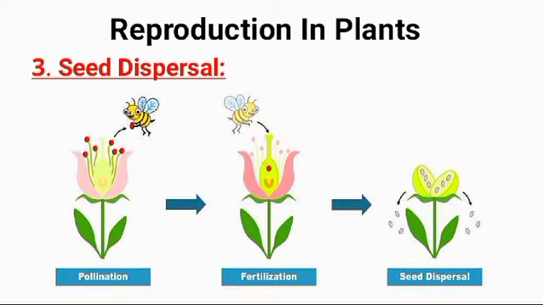Seeds dispersed by water have a spongy or fibrous outer cover so that they can float on water. For example, coconut. Seeds dispersed by animals have spines with hooks so that they can attach to the bodies of animals. For example, xanthium.